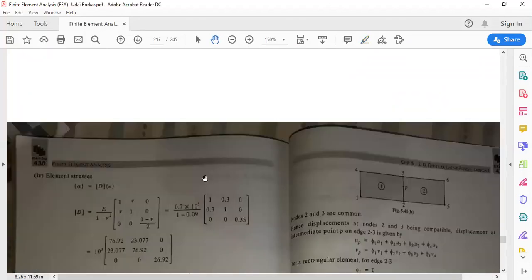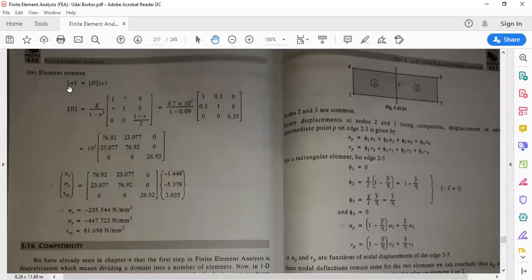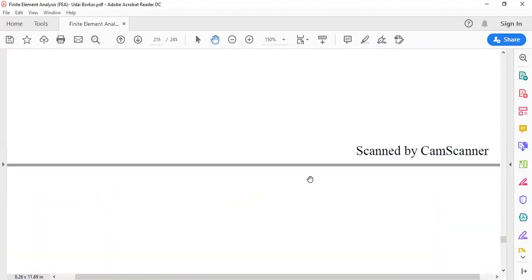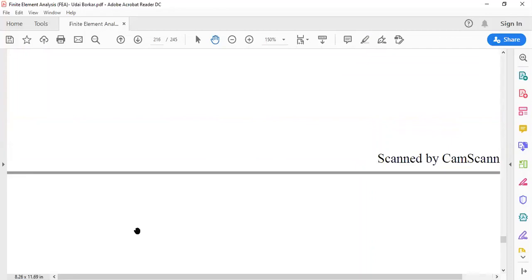Okay, then next is the element stress. How will we calculate it? Element stress is calculated by stress equals D into the strain matrix. I will say what D is. Epsilon means the strain matrix. We have just calculated the three strain values earlier: epsilon x, epsilon y, and gamma xy. So these three values we will put over here.